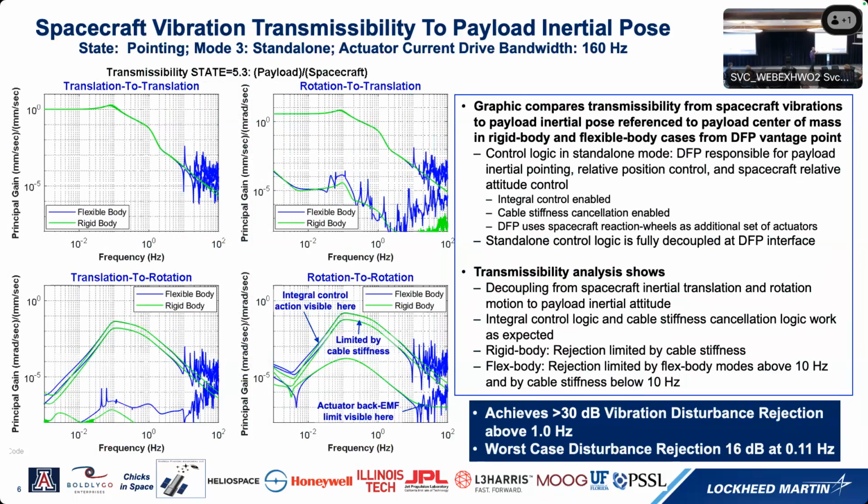By high frequency, I mean 5% above here in this case. And so we are achieving over 60 dB of rejection from the spacecraft vibrations to the payload at frequencies above a few hertz. The worst case transmissibility is at about 0.1 hertz, which is at 16 dB, and 30 dB of vibration isolation at 1 hertz. Next chart, please.